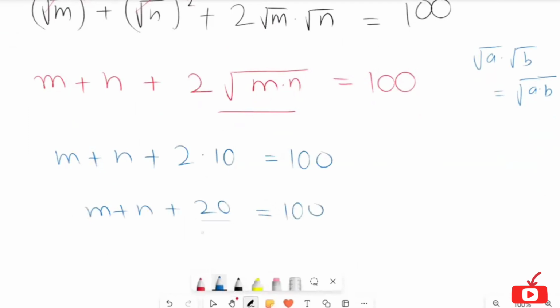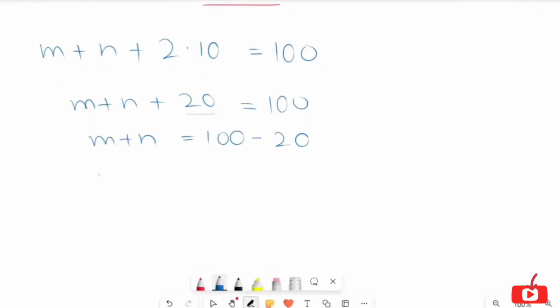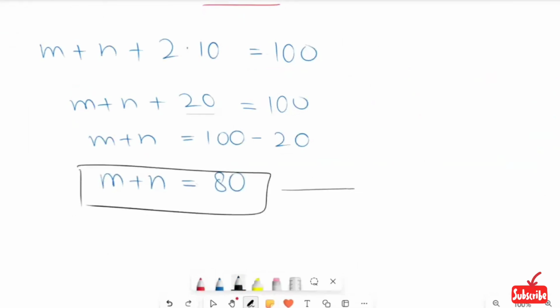Now I am going to take this 20 to the right hand side. m plus n is equal to 100 minus 20. So now this equation turns to m plus n is equal to 80. I am going to name this equation as A.